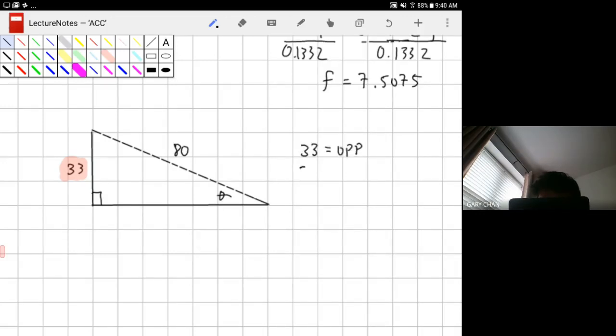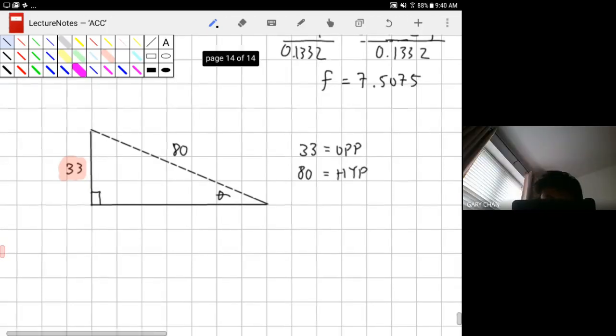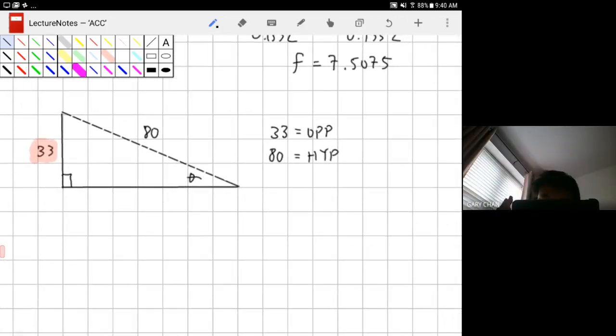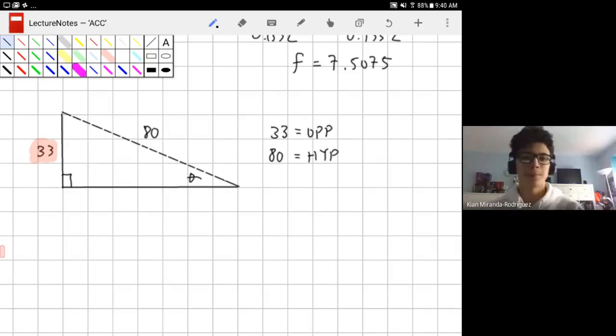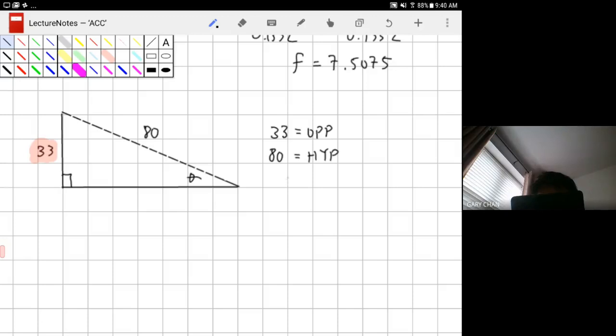Michael, is 80 the adjacent side or is it the hypotenuse? Hypotenuse. It is the hypotenuse. Kian, since we have opposite to hypotenuse, is this sine, cosine, or tangent? Sine. This is indeed sine. So we're going to say sine of theta is equal to 33 over 80.